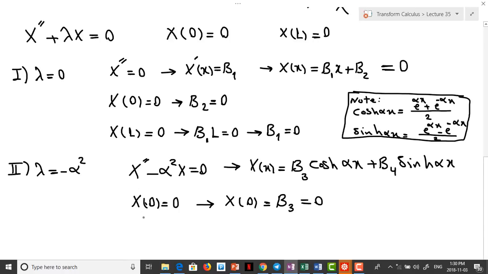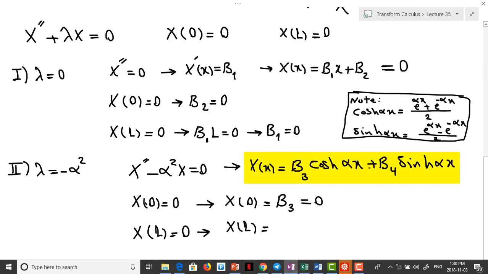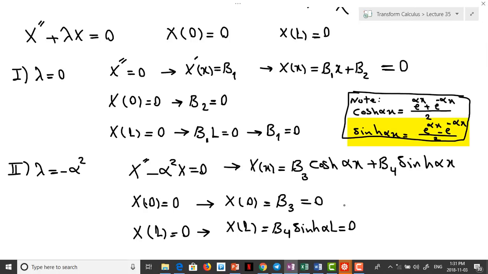The other boundary condition that we have is X at L should be equal to 0. So if we find X of L using this equation, we already know that b3 is equal to 0. So we have b4 sine hyperbolic alpha L equal to 0. If you look at the sine hyperbolic equation here, sine hyperbolic is 0 only at x equal to 0. If x is not equal to 0, sine hyperbolic cannot be equal to 0. As a result, in this case, b4 should be equal to 0.